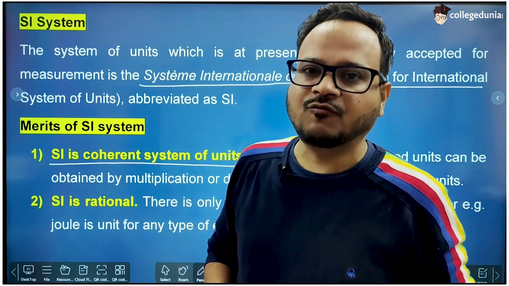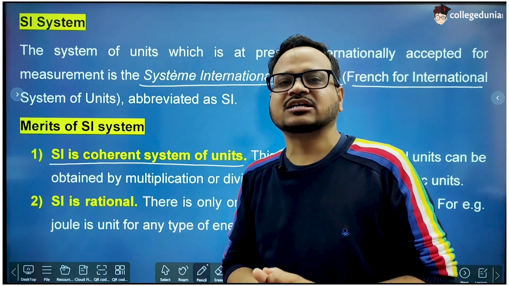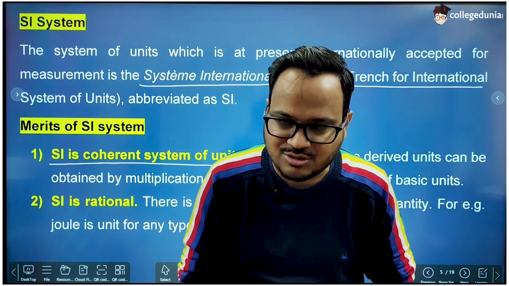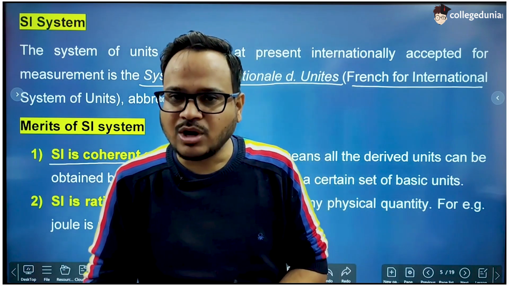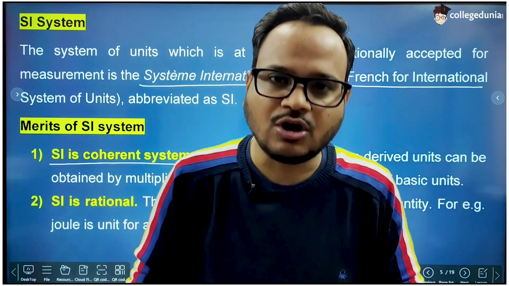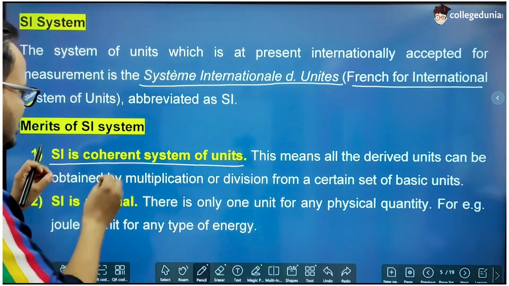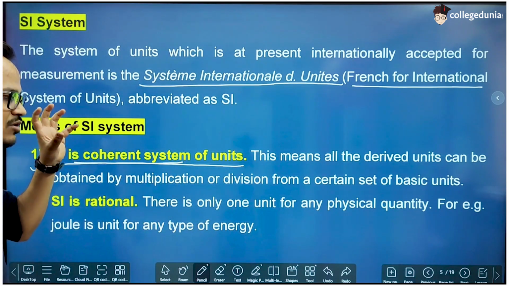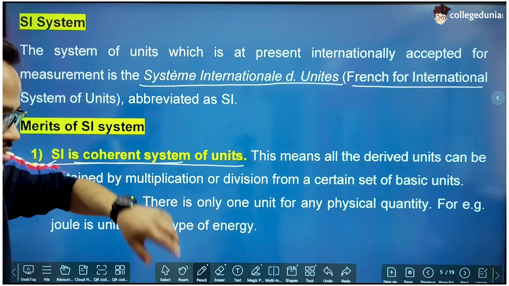You know the formula of force, mass into acceleration, and then you know the formula of acceleration, which is velocity by time, and then you know the formula of velocity, which is displacement upon time. So, by knowing just the formula, you can find the unit of any physical quantity. So this type of system is known as the coherent system of units, which is one of the most important properties or advantages of SI system.